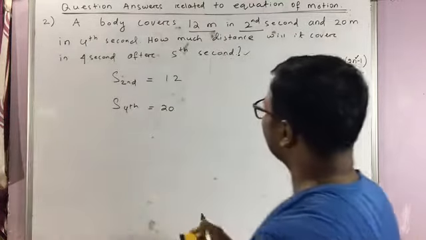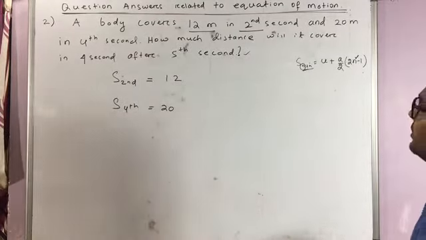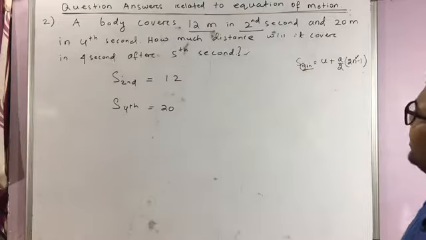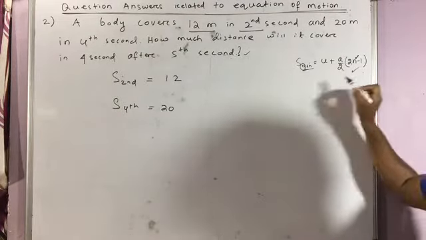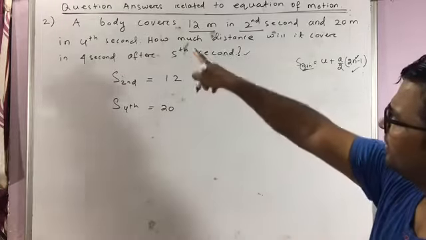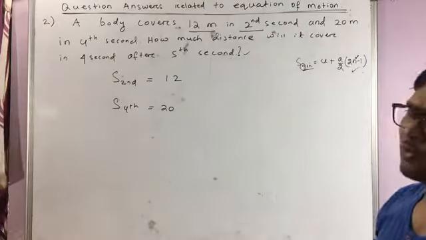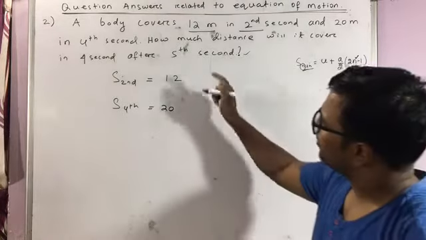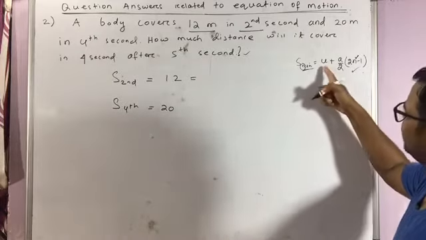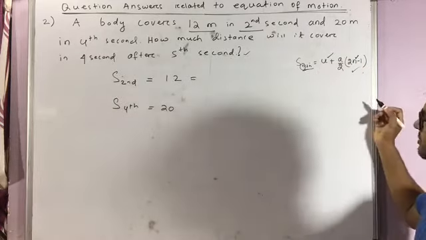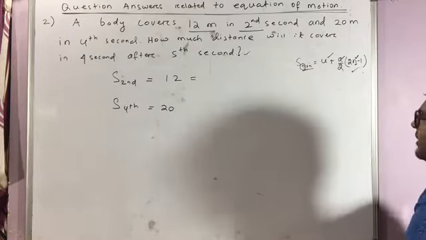Got? So before going into that, let us see what data is provided to us. Only these two data are provided to us. So here S nth is equal to u plus a by 2 into 2n minus 1. This formula definitely will apply because it is given. In this case it is the 2nd second and the 4th second, so data for the 2nd and 4th second is given. Now I can apply the formula S nth is equal to u plus a by 2 into 2n minus 1. Your initial speed is unknown, acceleration is unknown. Only here in this case the time is given.